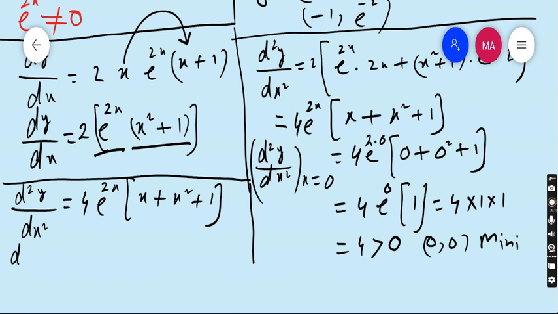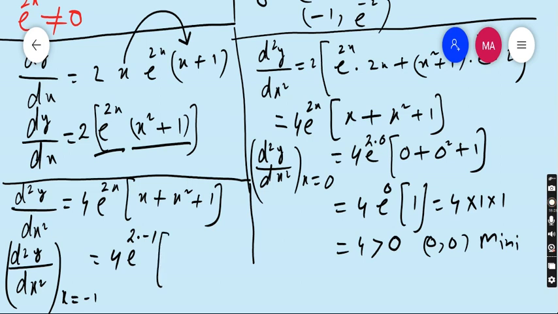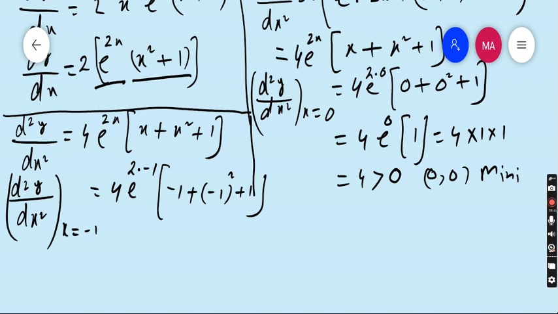So d²y/dx² at x = -1 is 4e^(2 into -1), x is -1 plus x² is (-1)² plus 1. For e^(2 into -1) it is e^(-2), this plus 1 cancels with -1, and (-1)² is plus 1, so we get 4e^(-2).